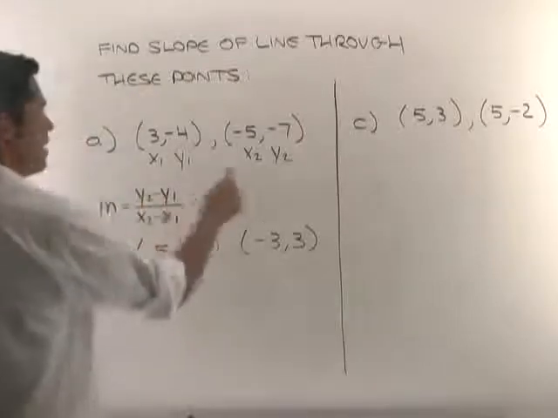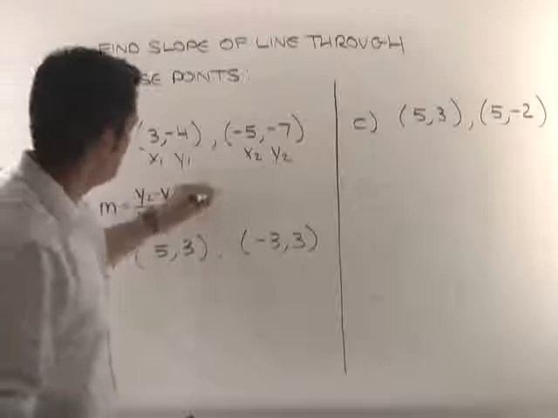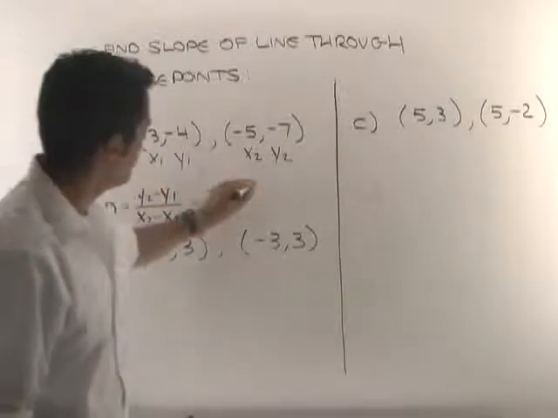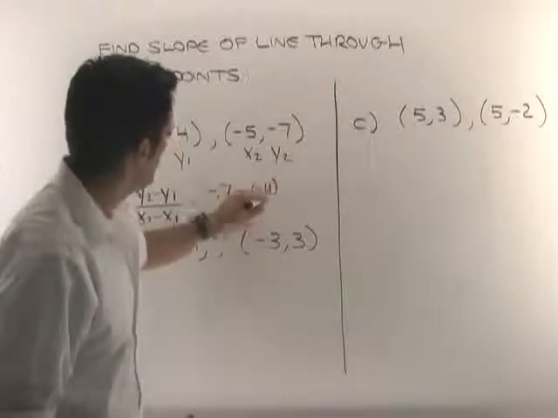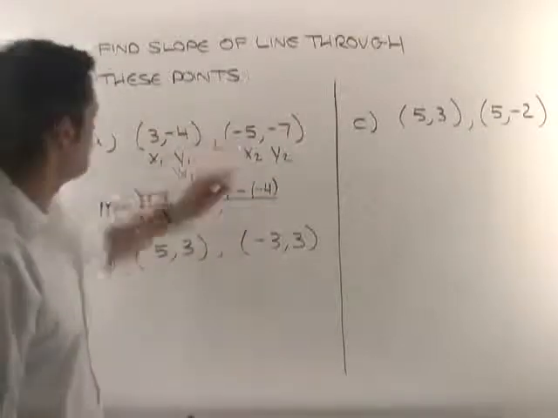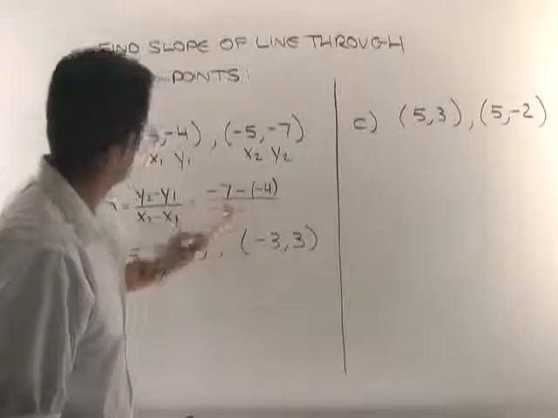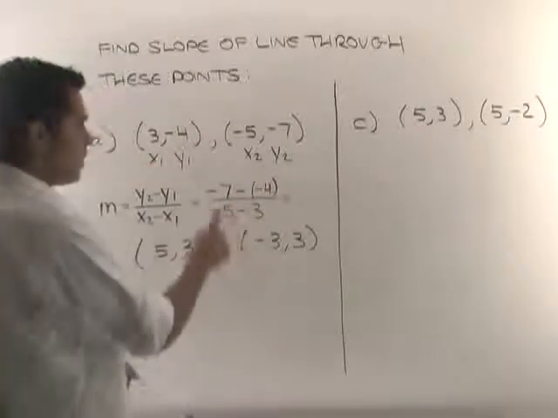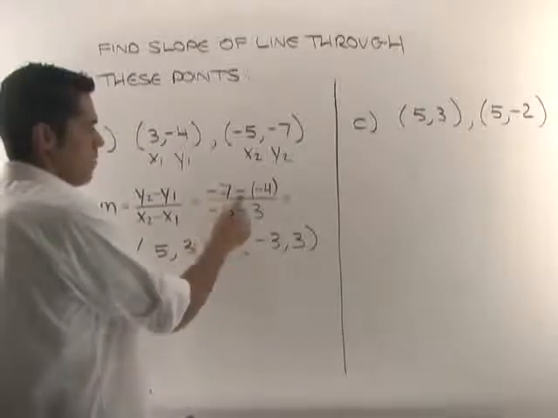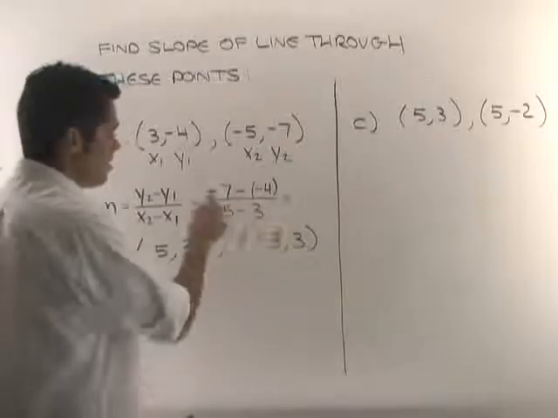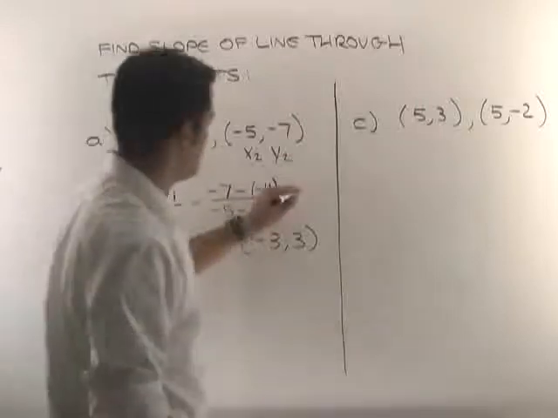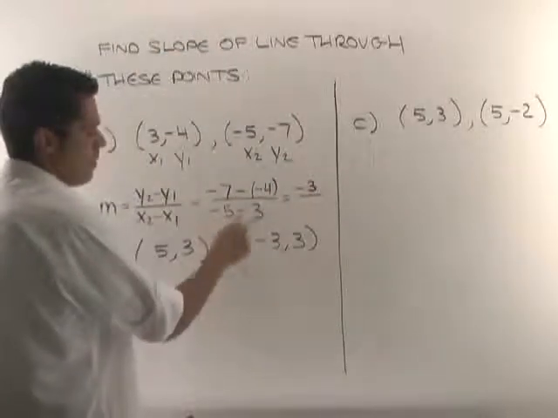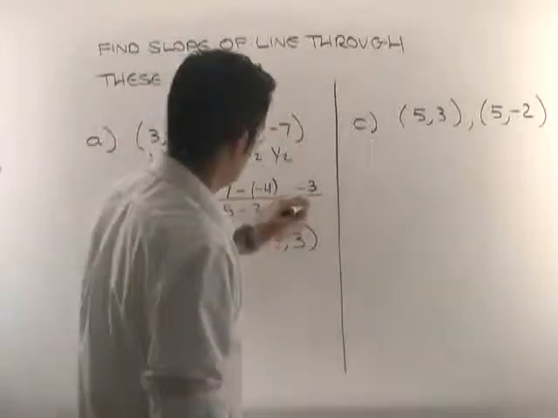So for this one, I take y2, which is negative 7. Then I subtract from that y1, which is negative 4. Then over x2, which is negative 5, minus x1, which is 3. Okay, now be careful here. This is really negative 7, minus a negative means plus. So this is negative 7 plus 4, which gives us negative 3. And then this is negative 5 minus 3, which gives us negative 8.